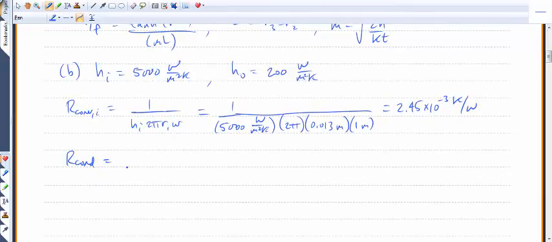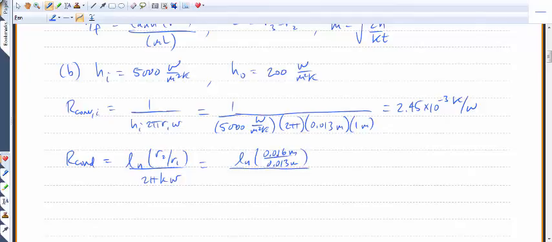The conductive resistance is log of R2 divided by R1 over 2 pi k times W, which is the natural log of 0.016 meters over 0.013 meters, divided by 2 times pi times 20 watts per meter Kelvin times 1 meter. This is equal to 1.65 times 10 to the minus 3 Kelvin per watt.